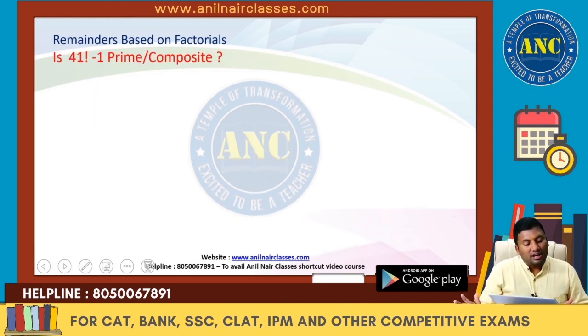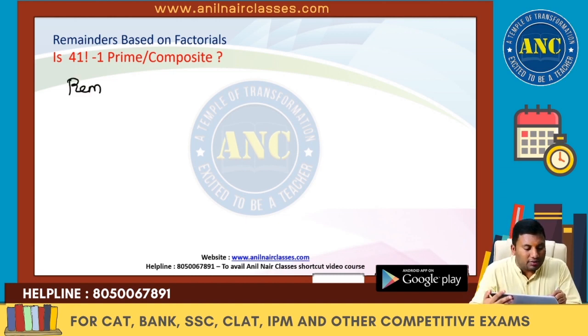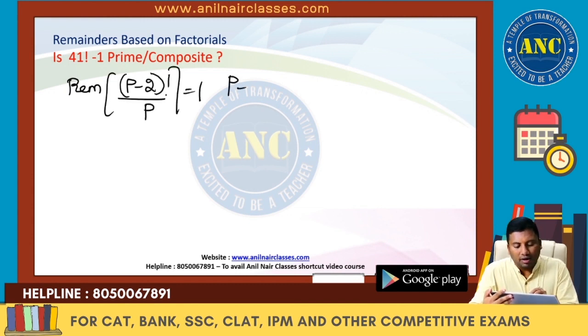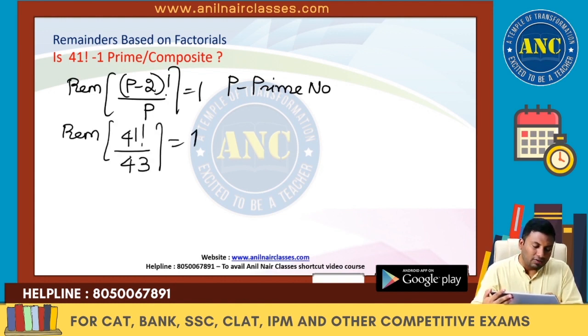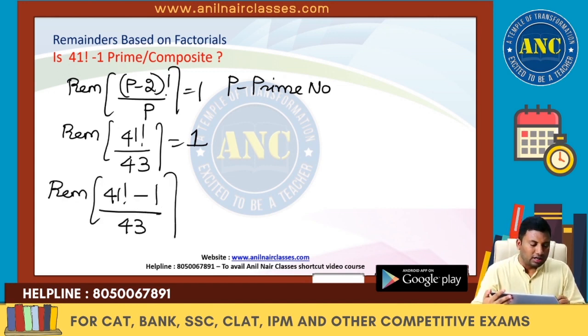Next, is 41 factorial minus 1 prime or composite? What is the concept we discussed just now? P minus 2 factorial divided by p is always 1 when p is a prime number. So if I use this concept, the remainder of 41 factorial divided by 43 is always 1. So if the question is 41 factorial minus 1 when divided by 43, here it is 1.